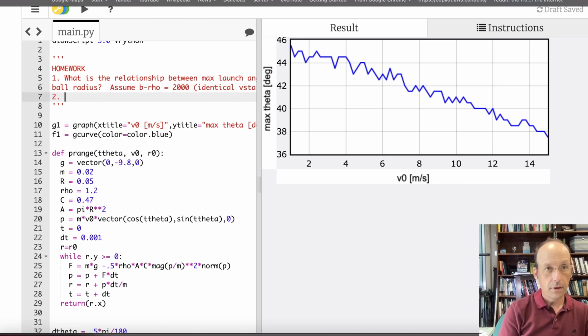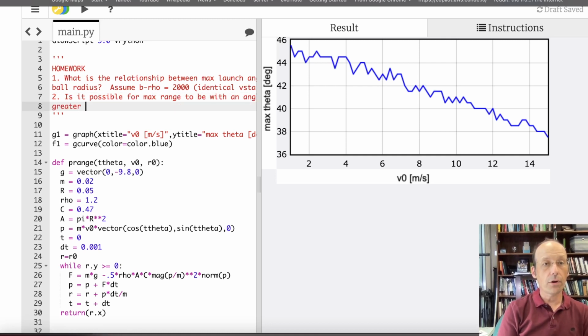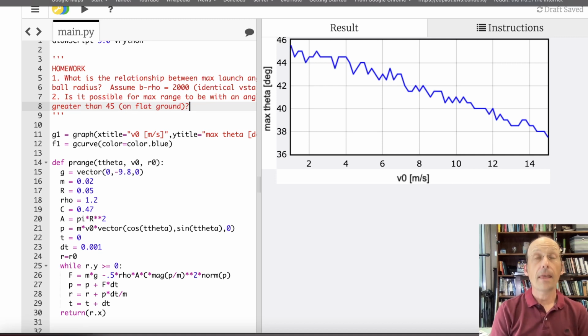Number 2, is it possible for max range to be at an angle greater than 45 degrees on flat ground? And the answer is yes. I'm not going to tell you how, but there actually was a projectile that launched very, very far, and the maximum range was at an angle greater than 45 degrees. I don't want to say too much because I want you to think about it.